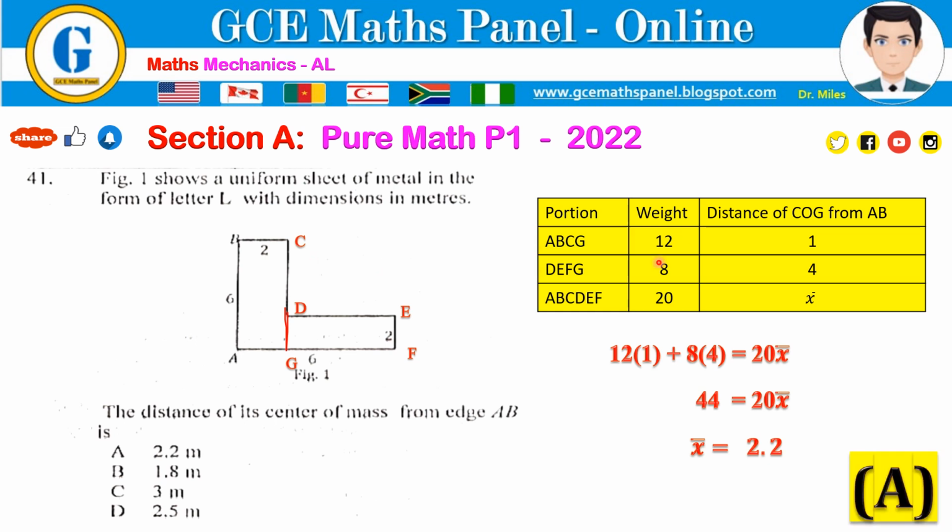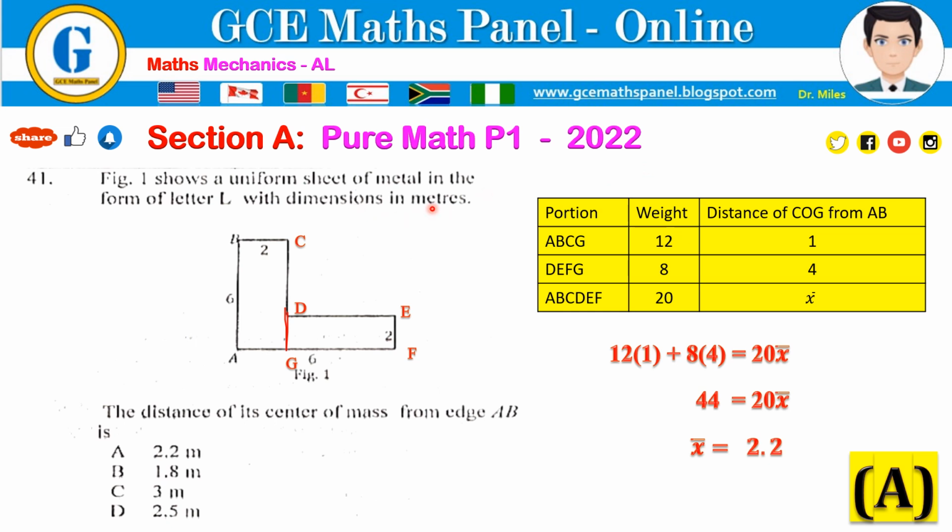Now we come out with our table. This is our table here with the portion ABCG. That's this oblong up to this point. So we divide the shape like this. Then the weight of this one is going to be the area. The area is equivalent to the weight here. So 6 times 2 is 12.